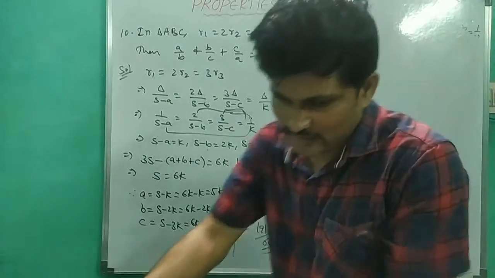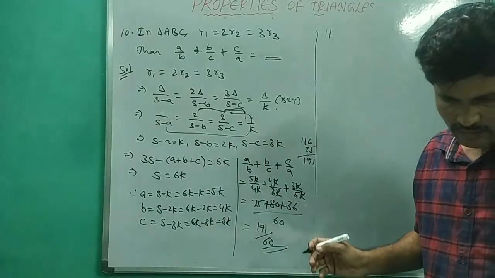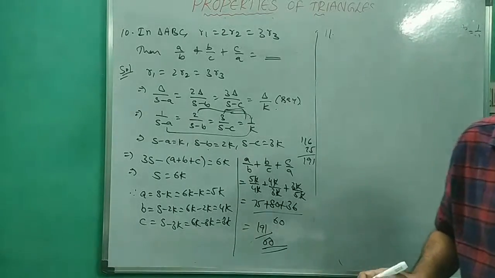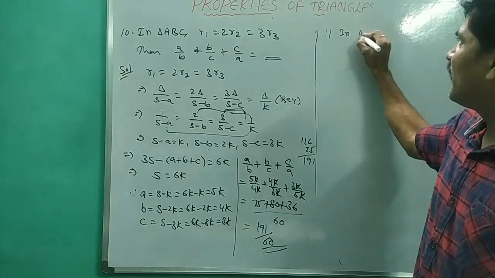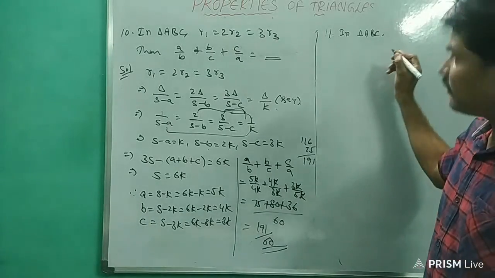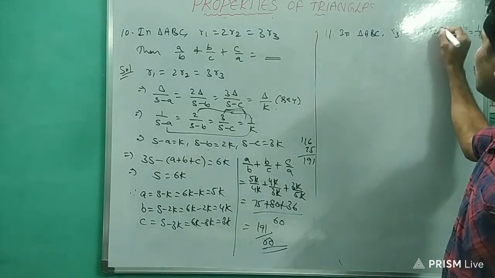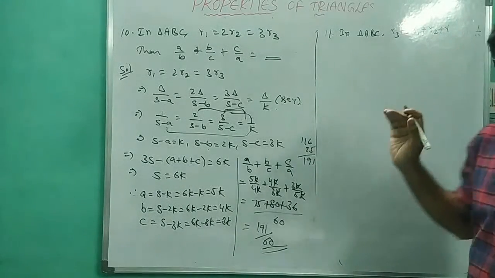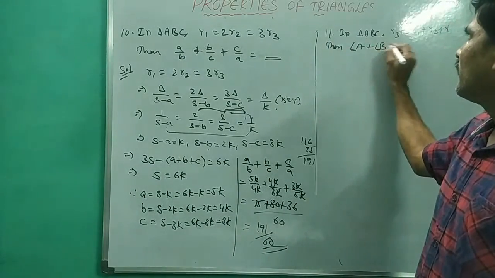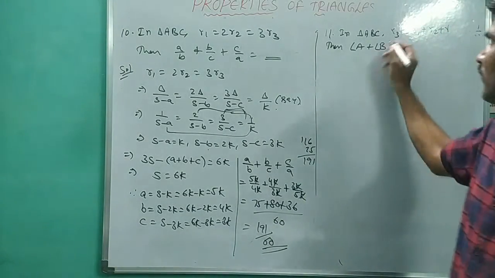Next question. In triangle ABC, given r3 equals r1 plus r2 plus r. Find the value of angle A plus angle B. Here, to find the sum of these two angles, clearly we have to observe the given condition.